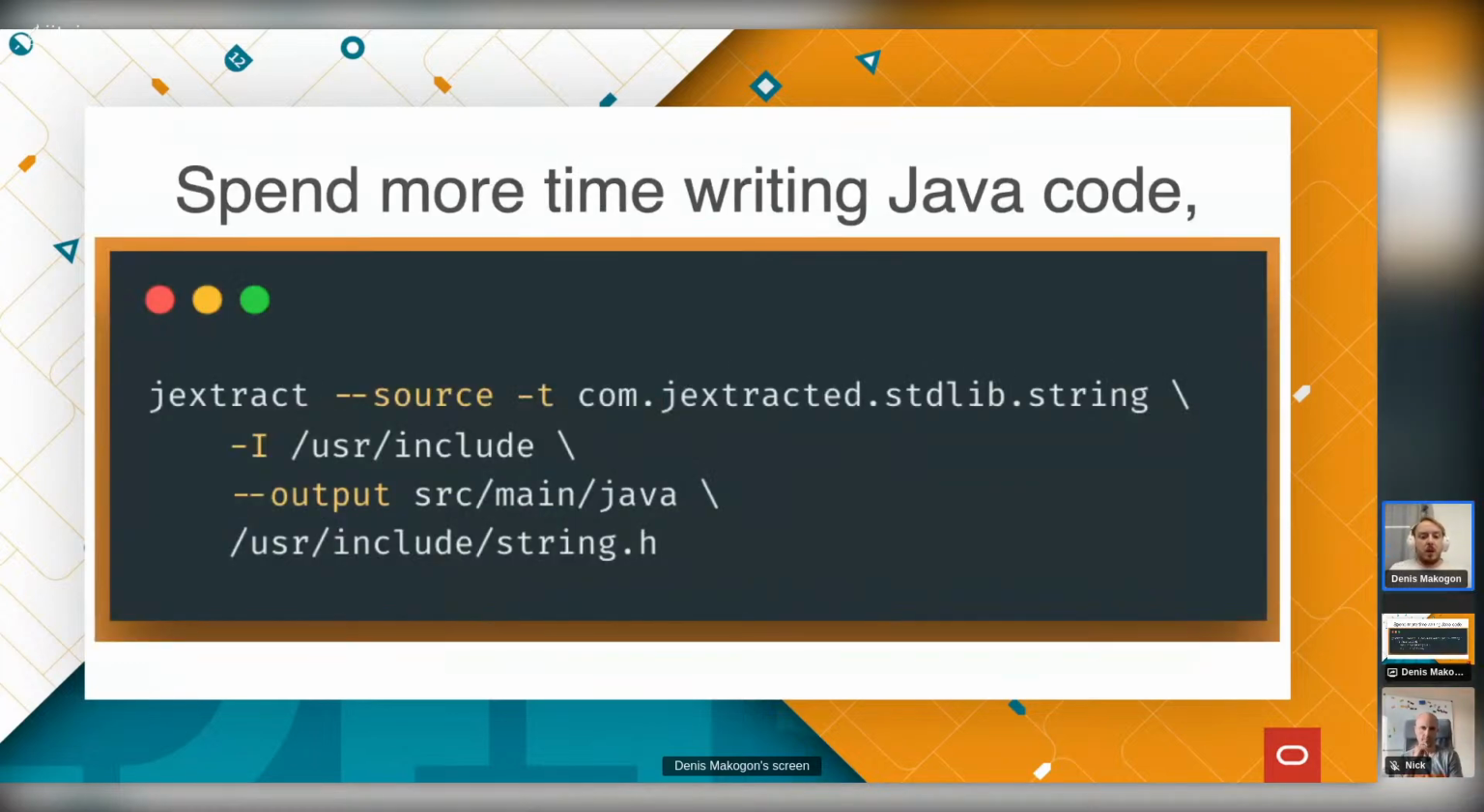So what's this all about? Jextract can generate a Java package that contains the infrastructure code for native symbols defined in a target C header file.